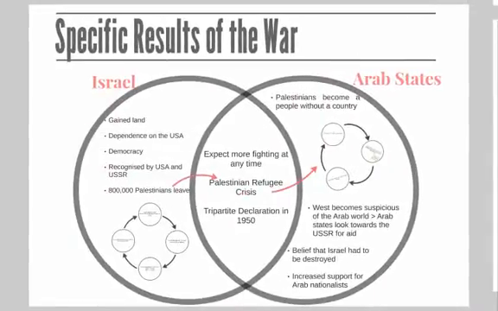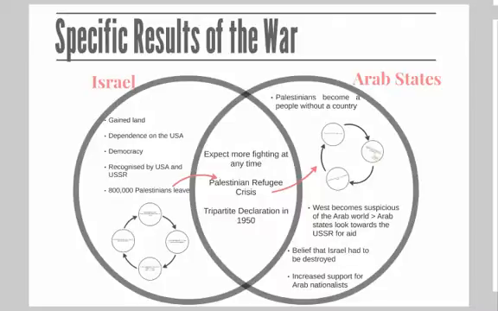For the specific results of the war, in this Venn diagram, we're going to look at the results that Israel and the Arab states both had. Both of them could expect more fighting at any time. They're sort of permanently on war footing. They have to be on their guard. Israel might be attacked by the Arab states and vice versa.